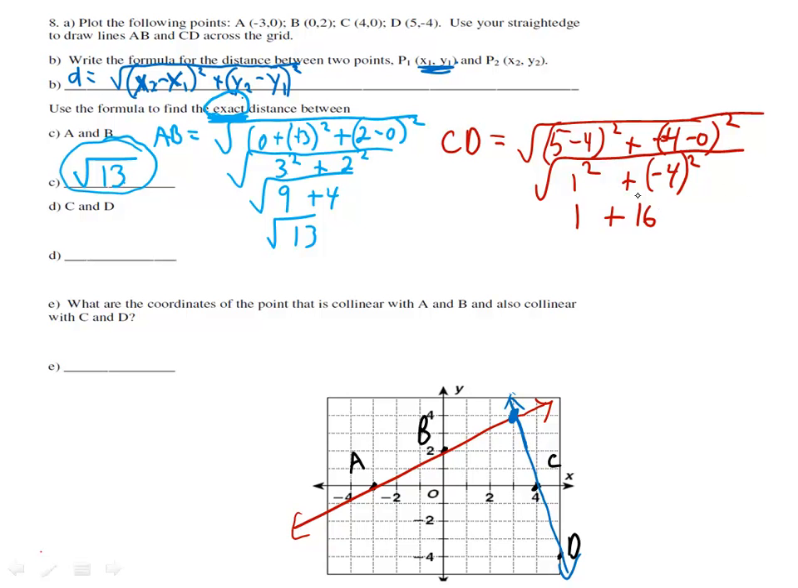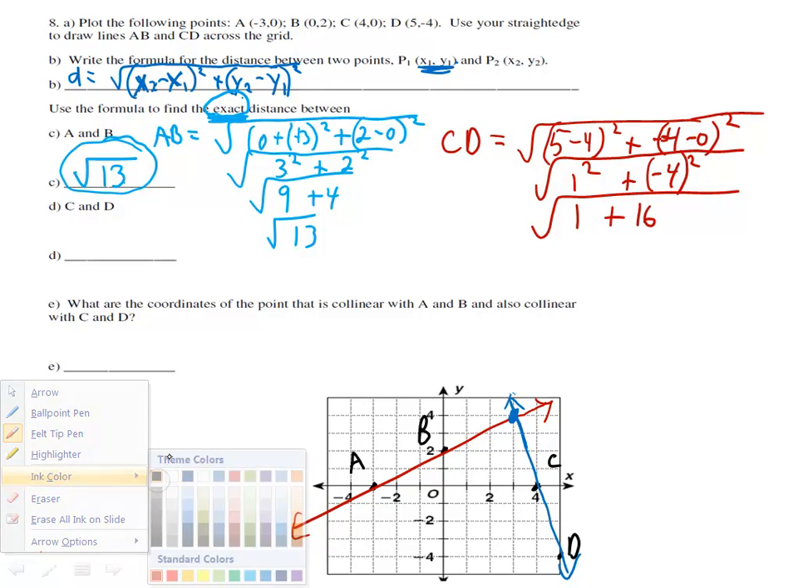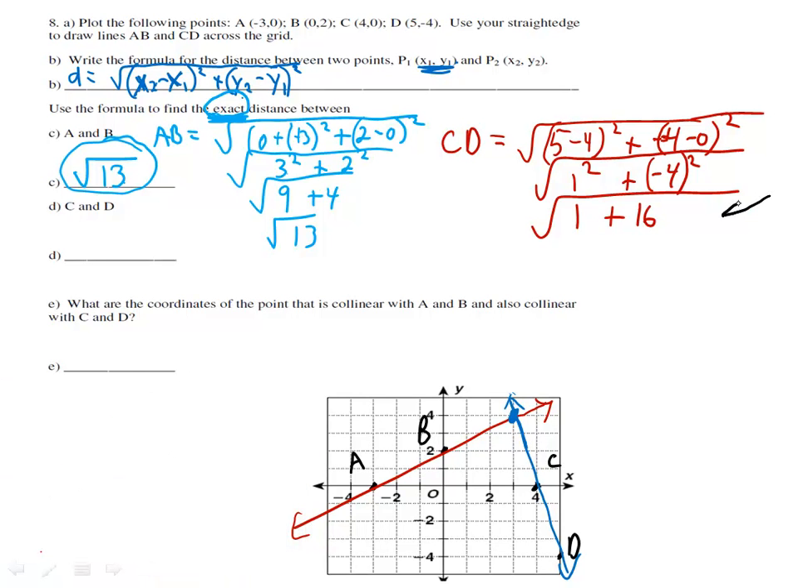So at this level, right here, you never get negative values after you've squared it. Some of you have been getting that, so don't get negative values there. Square root of 17. Again, 17 is not a perfect square number. So there it is, square root of 17. That is the exact answer.